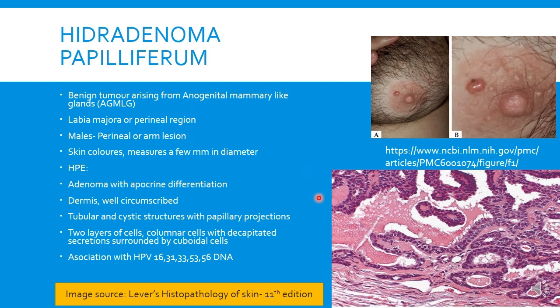Histopathologically, it is an adenoma with apocrine differentiation that explains the eosinophilic decapitation secretions. It is solid and cystic, and there is a papillary pattern as the name suggests. There are tubular and cystic structures with papillary projections. There are two layers of cells, cuboidal and columnar cells with decapitation secretion, surrounded by myoepithelial cells. And it is associated with human papillomavirus 16, 31, 33, 56 and 53.